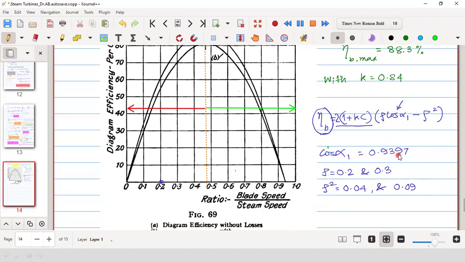Now what will it make? Cos alpha 1 multiplied by rho. So what will be the value of that rho cos alpha 1? How much will it be? 0.9397 into 0.2.